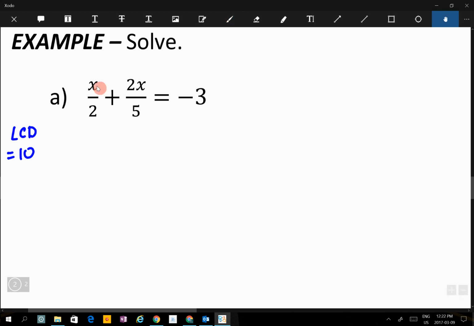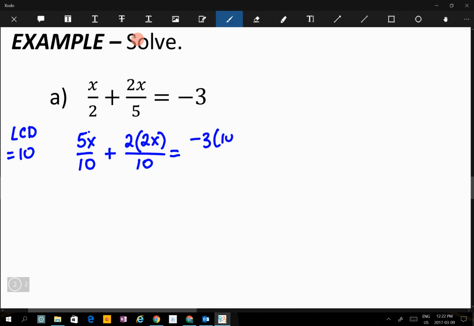Converting x over 2 as a fraction out of 10, that would be 5x over 10. So I multiply the top and bottom by 5. For the next one, I can convert this by multiplying the top and the bottom by 2. So I'll have 2 times 2x on the top over 10 on the bottom. And on the right side, if I want the denominator of 10, I better multiply both the top and the bottom by 10. So negative 3 times 10 over 10.